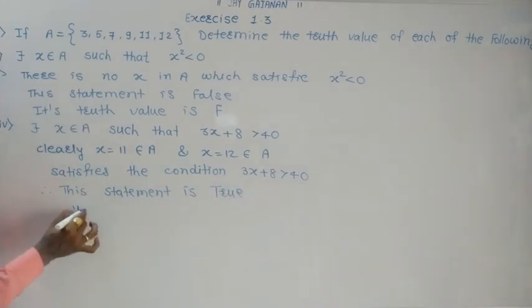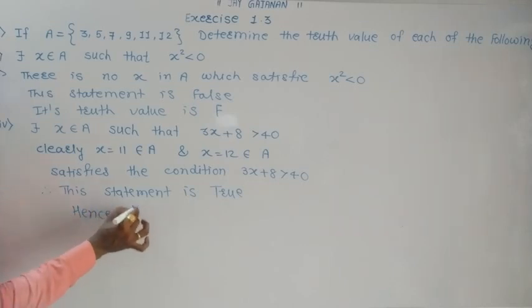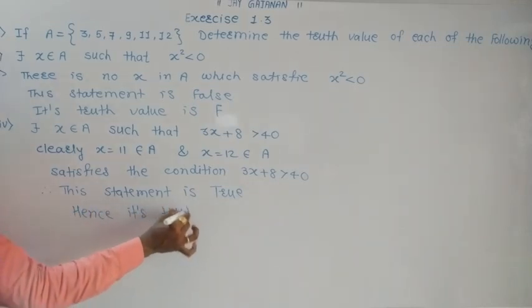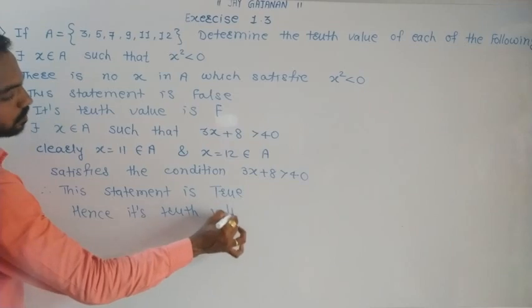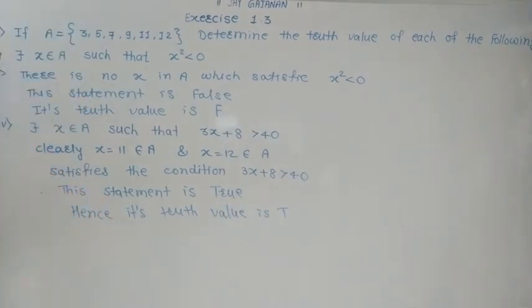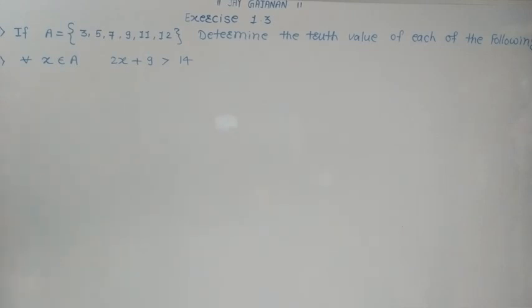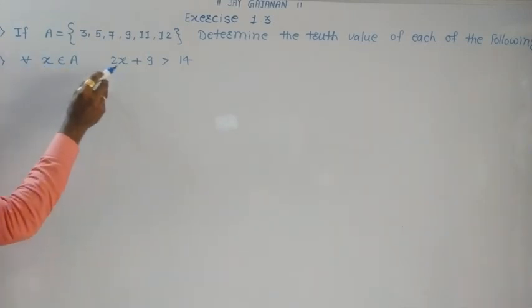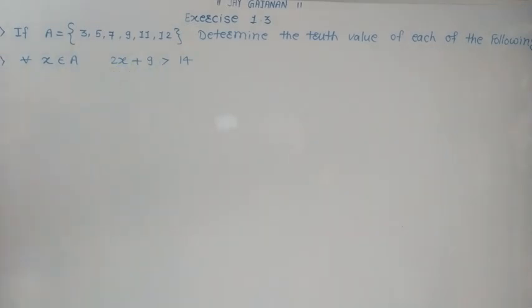Hence, its truth value is capital T. Now the last example. For all x belonging to A, 2x plus 9 is greater than 14.